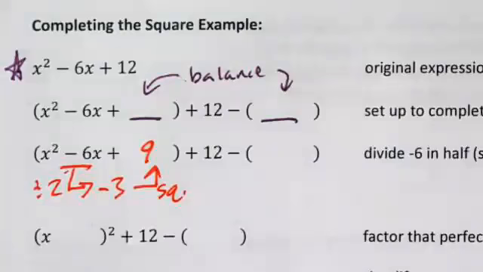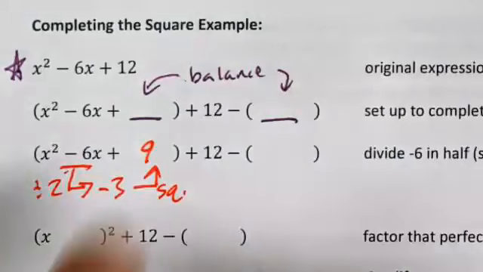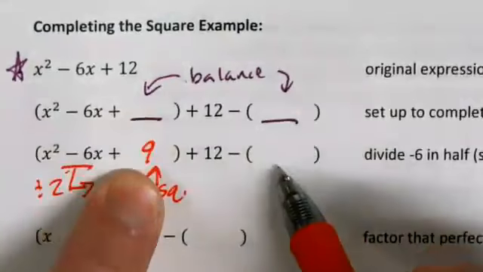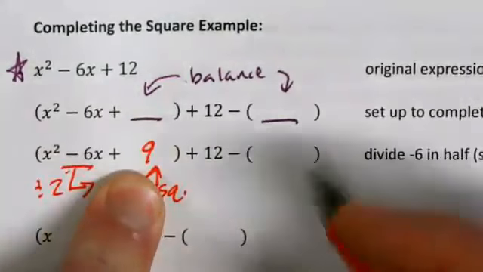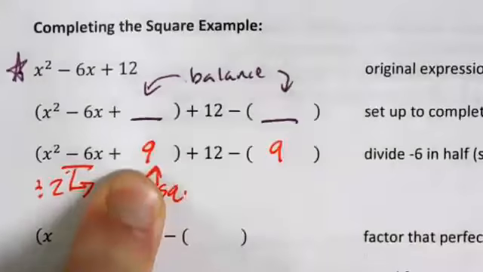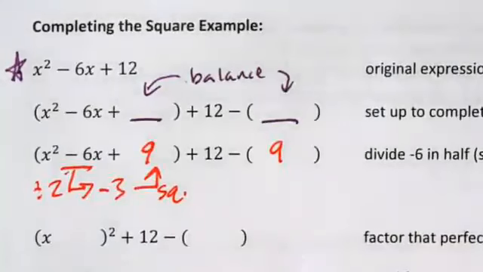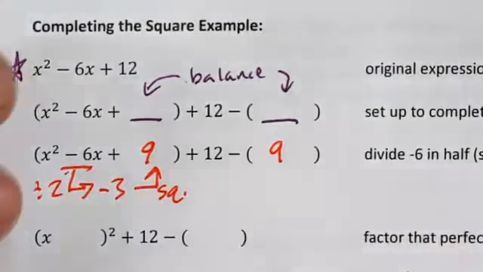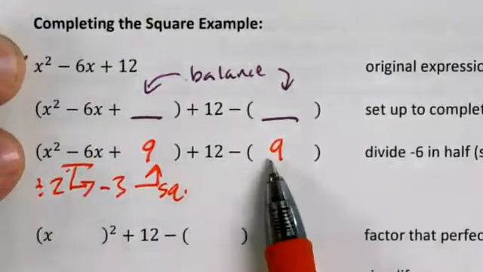Where else do I need to put that 9? We agreed that in order to keep this balanced, we would put the same thing in both spots, right? So this 9's got to go in here as well. So just doubling back to our original equation, would you agree that we have not changed anything?